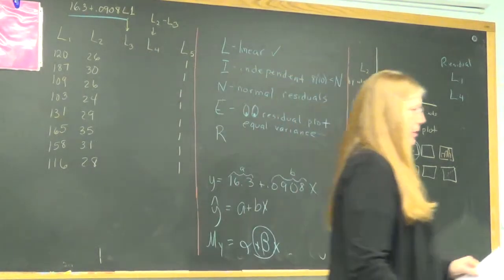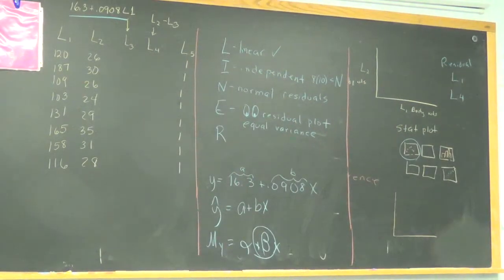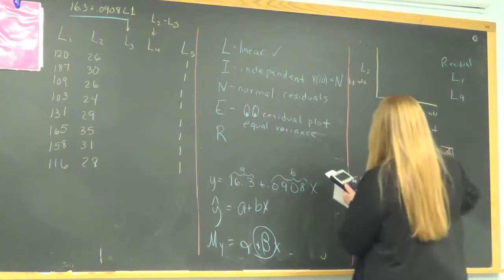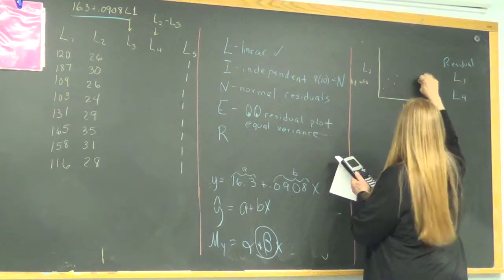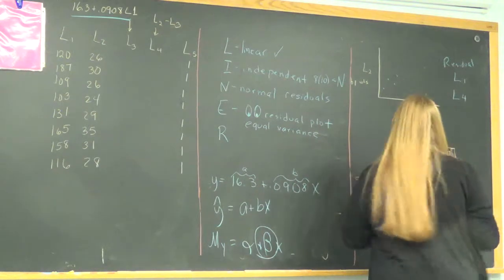So let me see yours again. What's the difference between looking at normal residuals and looking at the residual plot? I told you I'll explain that after I get through here.